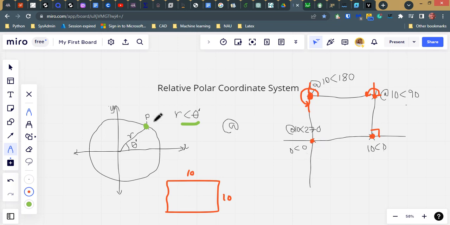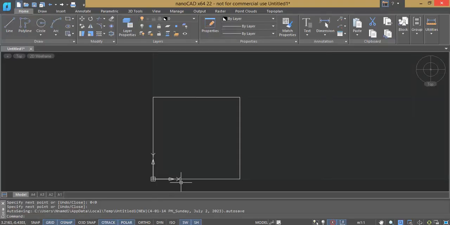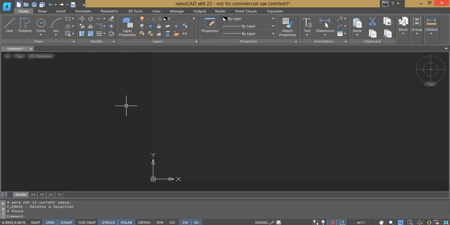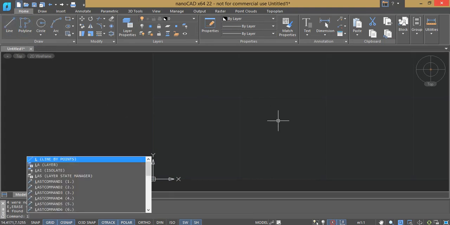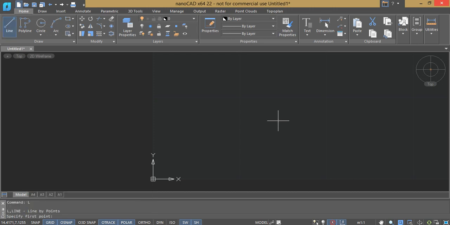So let's go to NanoCAD to see how this works. Okay, so let me start line command. Let me type my alias to start line command and start at 0 angle 0. Now the next point is 10 angle 0.